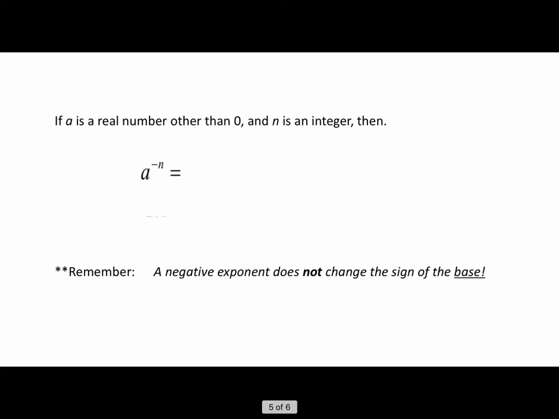Therefore, if a is any real number other than 0 and n is an integer, then a to the negative n power is 1 over a to the positive n. This is what the negative exponent rule tells us. We take any base that has a negative exponent, flip it over a division bar, and that base has a positive exponent. Remember, this exponent has nothing to do with the sign of the base. A negative exponent does not make the base a negative number. It just moves the base over a division bar.